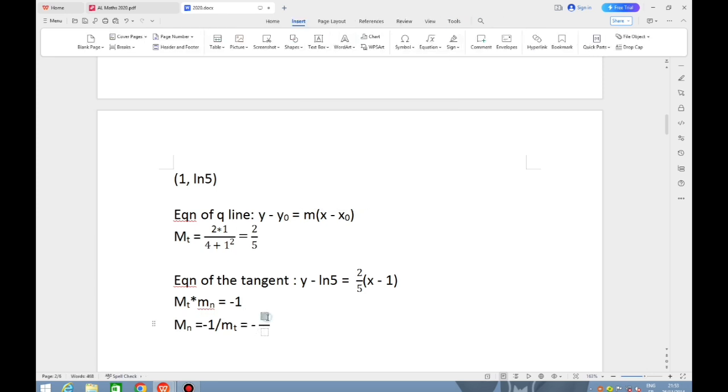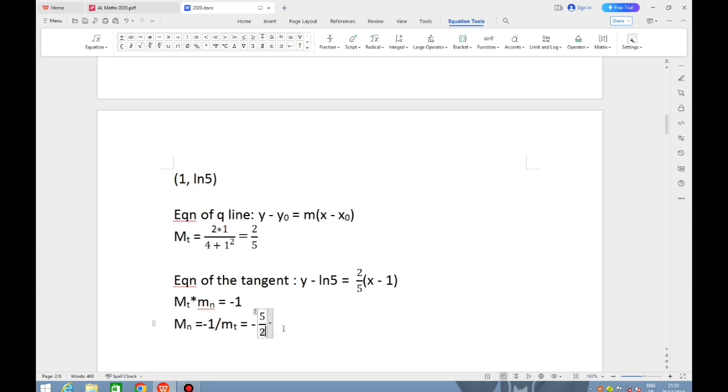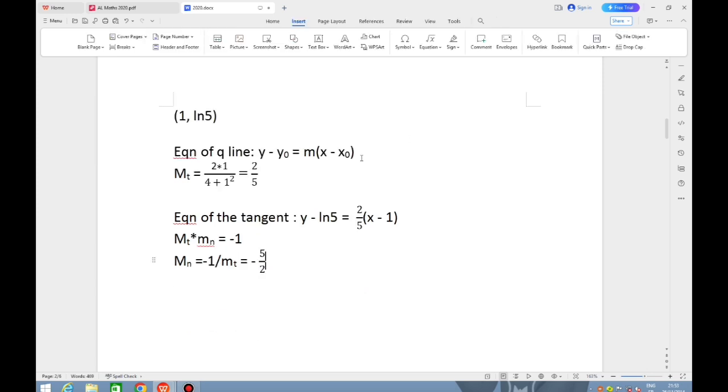That's -5 on 2, and this is the gradient of our normal. We just substitute it in this equation. Now m is equal to -5 on 2, x0 is equal to 1, and y0 is equal to 5. We can send a negative sign inside to make it, and y is equal to 5. And this is the equation of the normal.